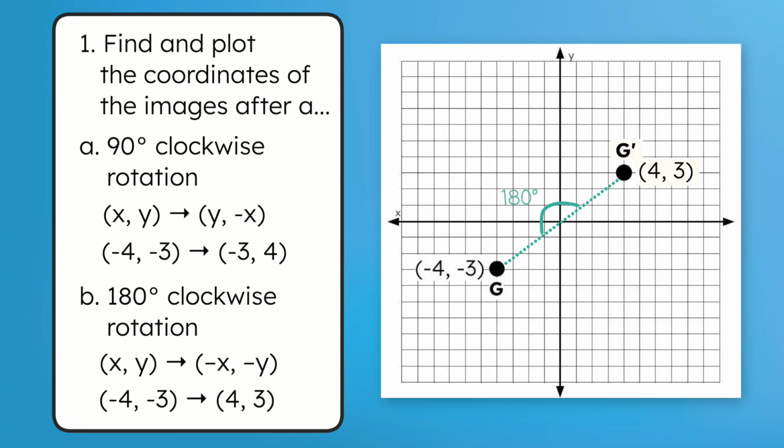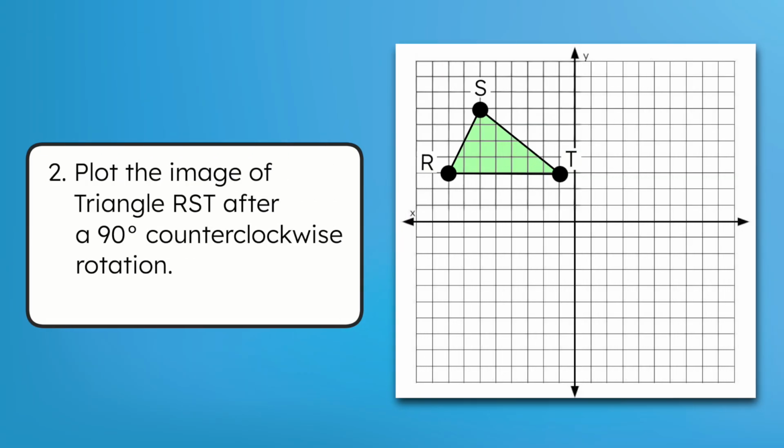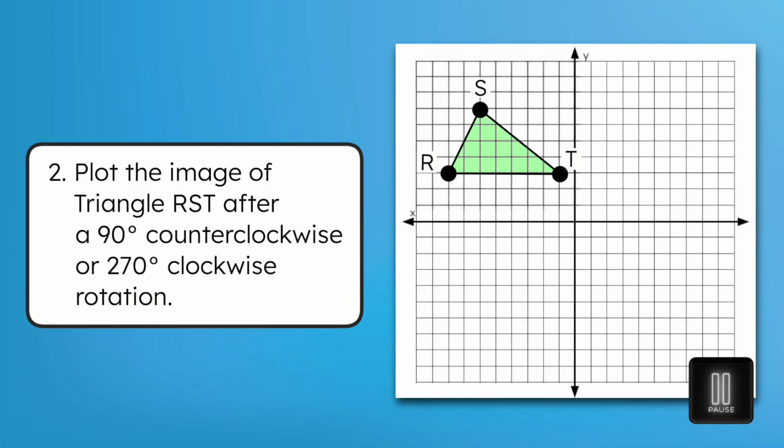Okay, next problem. Plot the image of triangle RST after a 90-degree counterclockwise rotation. What's the equivalent clockwise rotation to that? Yeah, a 270-degree clockwise rotation would result in the same image. You may pause now and come back once you're finished.